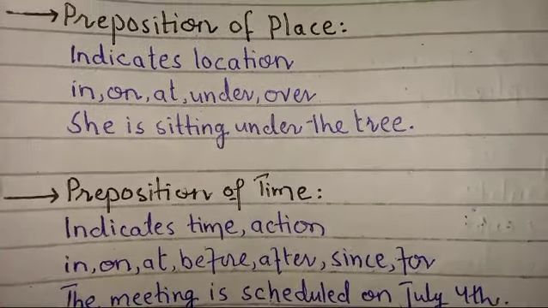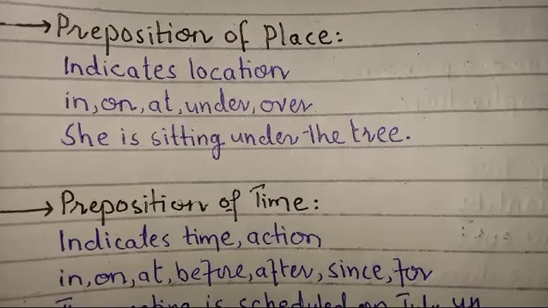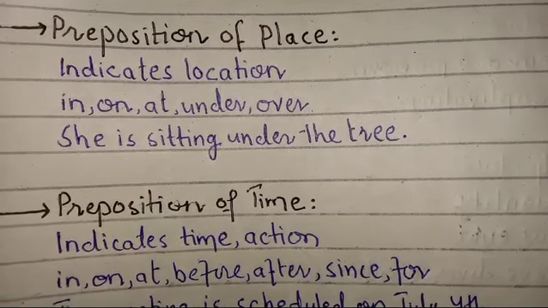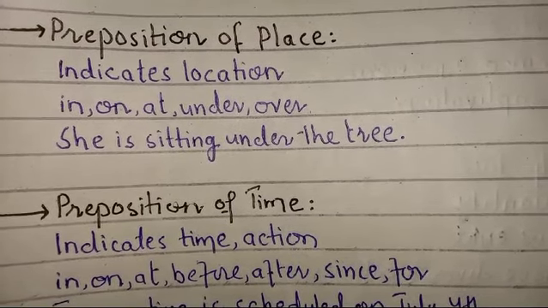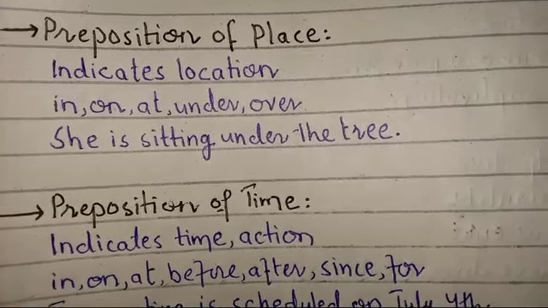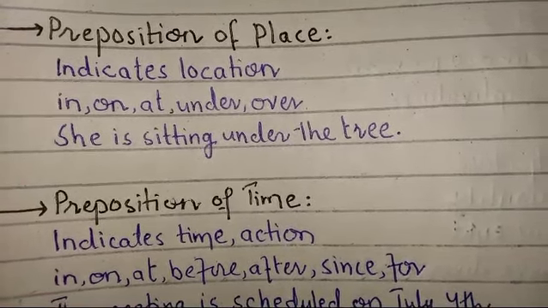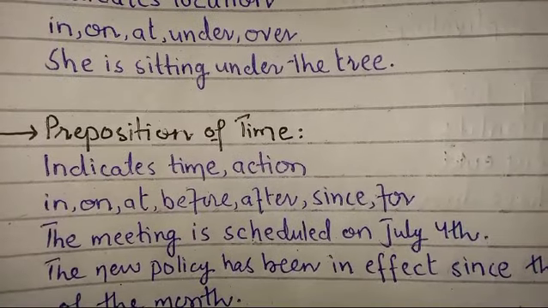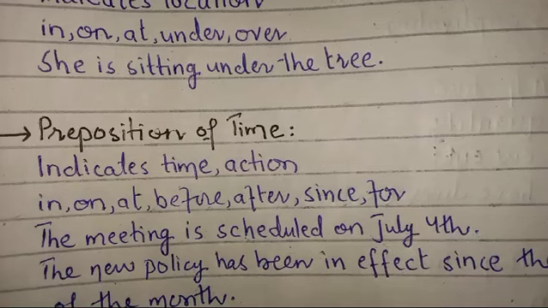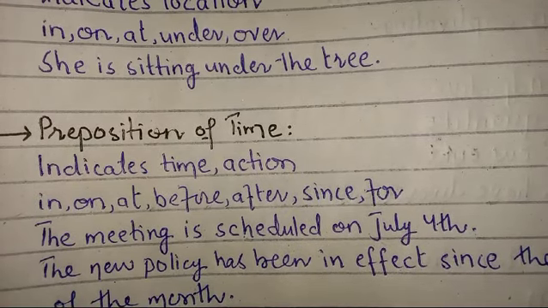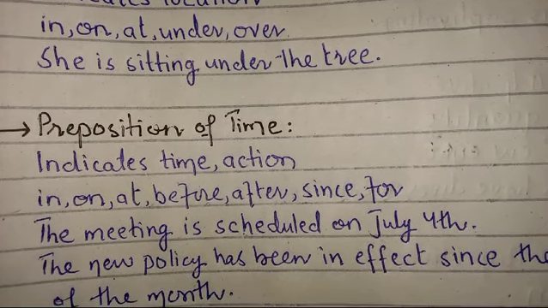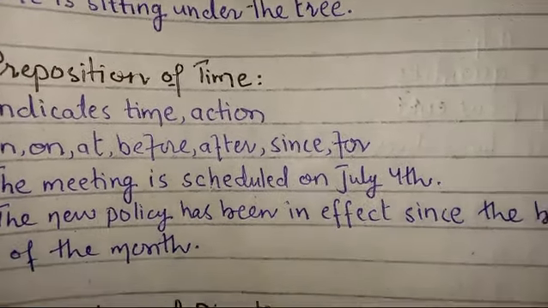Now look, there is written in, on, at in the preposition of place. Preposition of place tells us position. For example, the book is on the table. So here on is telling us the place, like on the table. Whereas if we use this on as a preposition of time, we will use it as the meeting is scheduled on July 4th. So here on is used as the preposition of time.